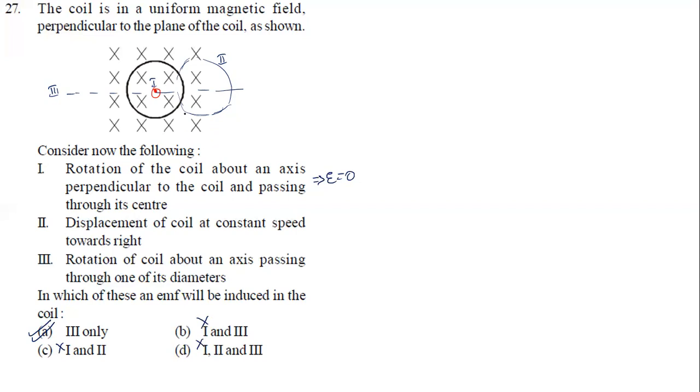So which is the option? If you rotate the coil about a diameter, then what will happen? The magnetic flux linked to the coil goes on changing, which will give an EMF. That is the only third case. This possible case is there, so there is an EMF here. So option 3 is the right answer, means option A is the right answer for this question. So it's clear how to solve.